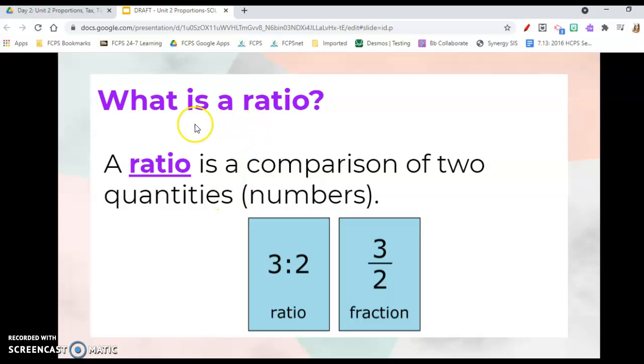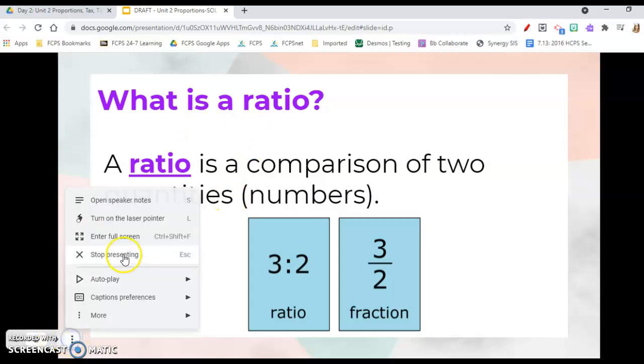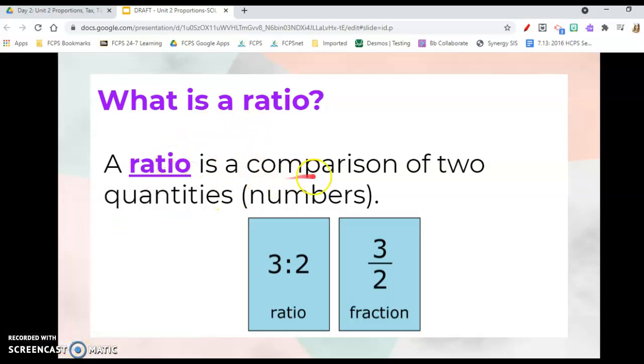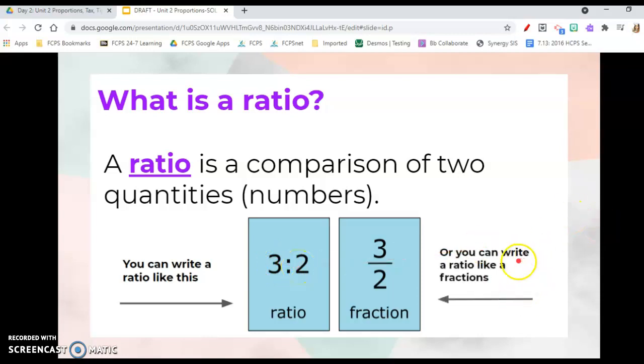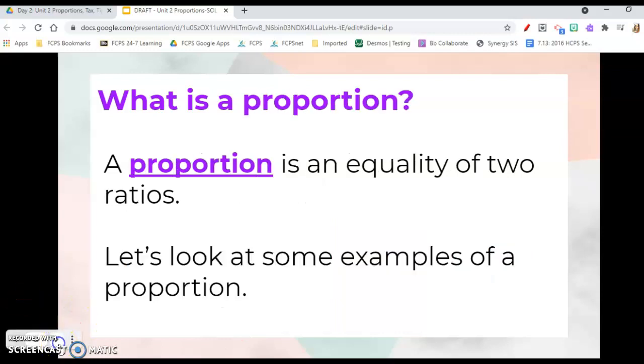First off, let's talk about what is a ratio. A ratio is a comparison of two quantities, numbers. You can see it written like this as a ratio, or you can write a ratio like fractions. What is a proportion? A proportion is an equality of two ratios. Let's look at some examples of a proportion.